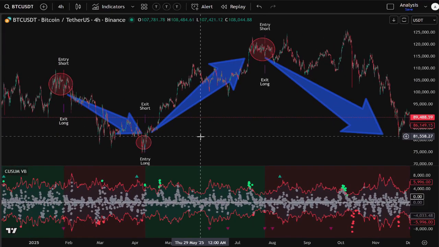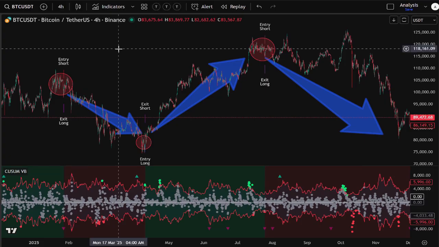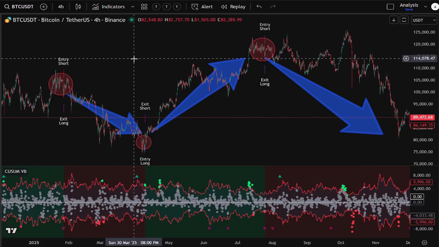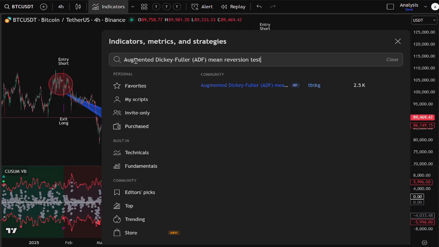Now, before we accept all of these settings, we want to confirm that our transform data is indeed stationary. We can do that by processing the data through the augmented Dickey-Fuller mean reversion test to ensure that it is stationary. Go to Indicators and type in augmented Dickey-Fuller mean reversion test by TBTKG.